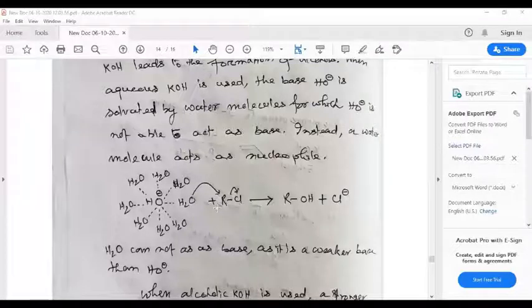But interestingly, when alcoholic potassium hydroxide is used in reaction with alkyl halide, what happens? The alkali reacts with the alcohol to form alkoxide ion, which is a very strong base compared to the hydroxide ion. The new base, alkoxide ion, abstracts a beta proton from the alkyl halide. That leads to the elimination.